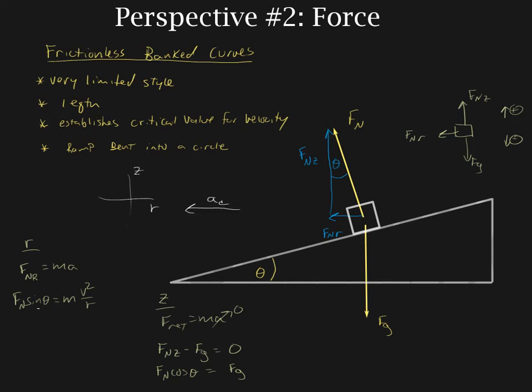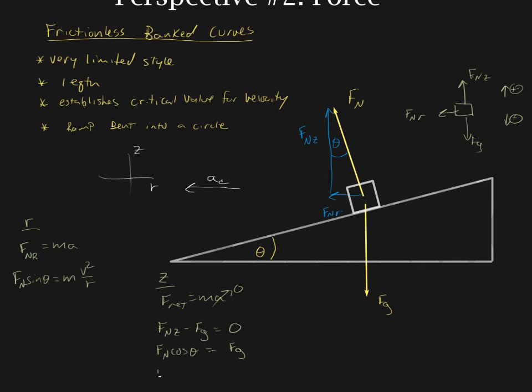And so we need to eliminate Fn, and the way we're going to do that is by solving this for Fn. So we're going to get Fn is equal to mg divided by cosine of theta. And so we're going to substitute all of this stuff here in for Fn there. Okay, so let's finish this, and we're going to get mg over cosine of theta times the sine of theta is equal to m times v squared over r.